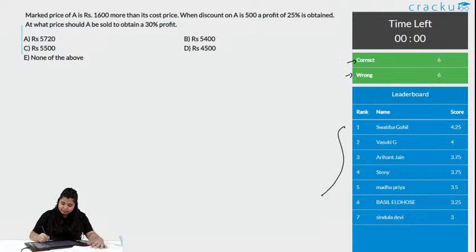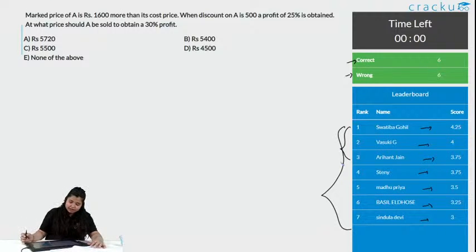These are the top 7 people for this session. They are Swati Bhav with score 4.25, Vasukha with score 4, Aryan Jain with score 3.75 and even Steny with the same score, that is 3.75, Madhupriya with score 3.5, Basil with score 3.25 and Sindula with score 3. And these are the top 3 people. They are Swati Bhav, Vasukha and Aryan. Congratulations people. Chalo, now let us see what is the solution for this. Again, as I say, take things to be simple.